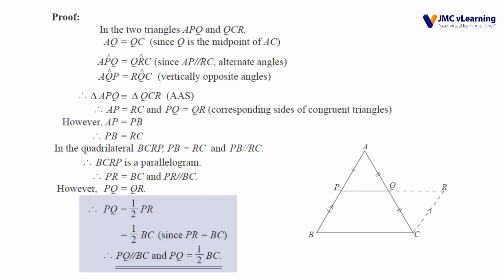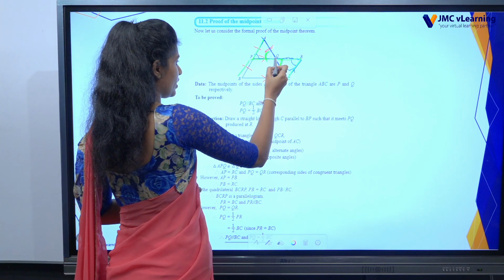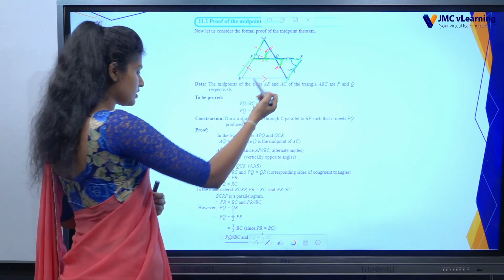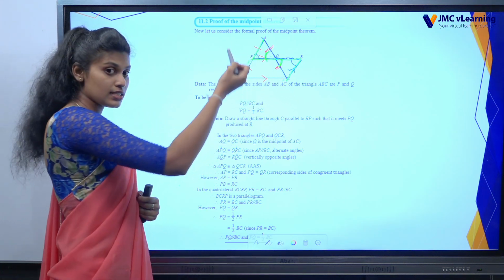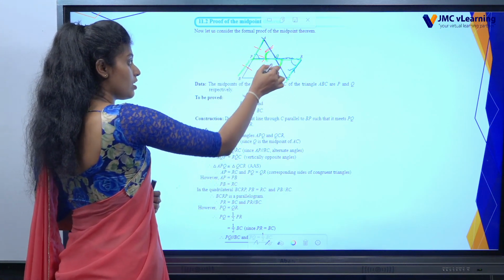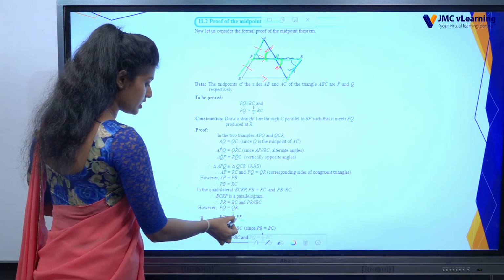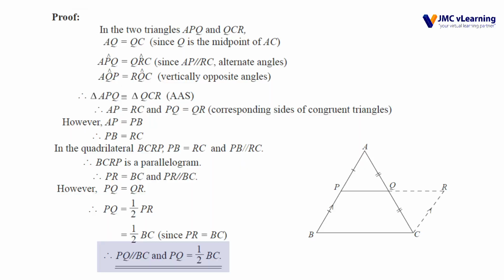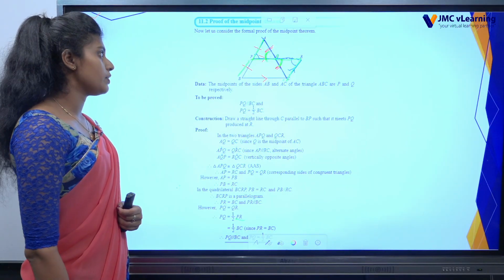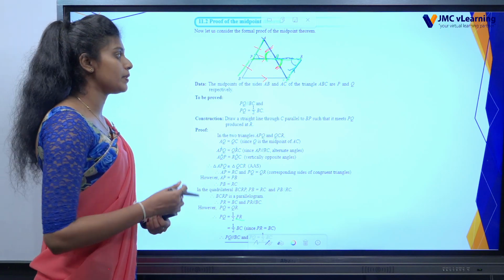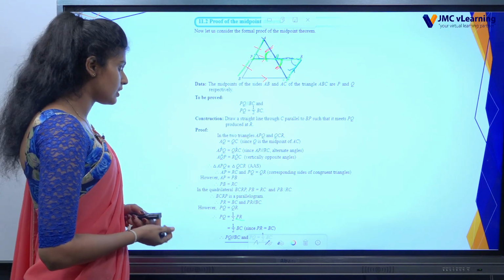Then PQ is equal to half of PR. So, here PR is equal to BC because this is a parallelogram. That means these opposite sides are also equal in length. So, substitute this PR with BC, then PQ is equal to half of BC. Therefore, we can say that the two lines are parallel to each other and PQ is half of BC.